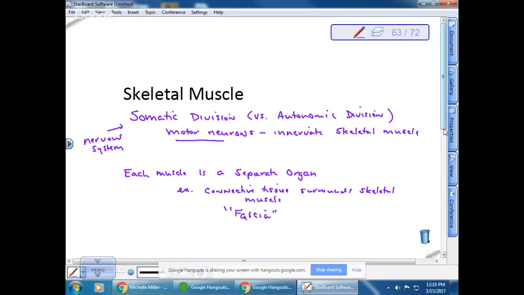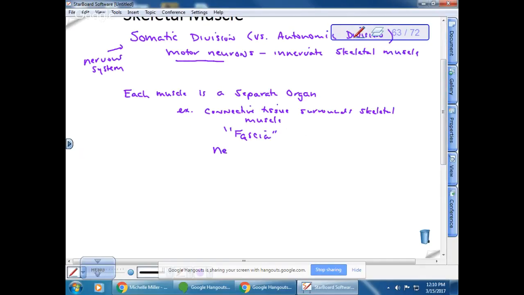And then obviously we have nervous tissue, right? And we have blood vessels. So I'll put nervous tissue and blood vessels associated with each muscle. So this is why they are considered to be organs, the next level of that hierarchy.